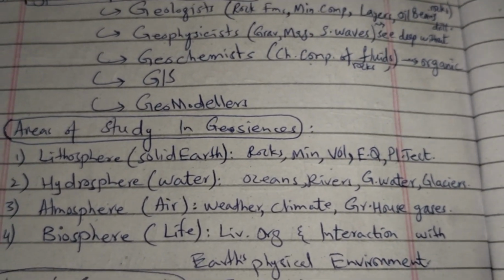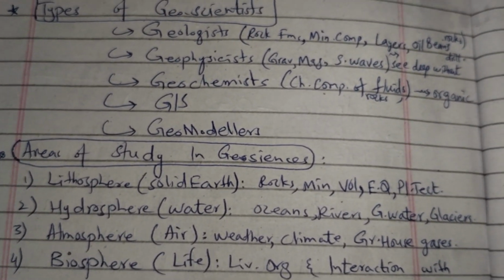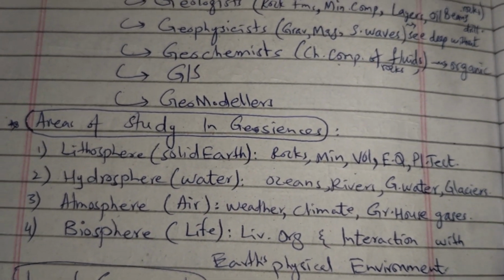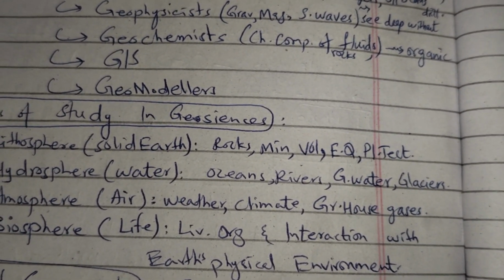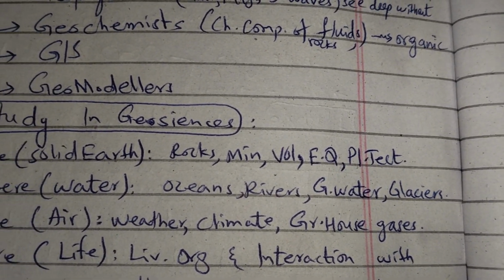What are the areas of study in the geosciences with respect to layers? Lithosphere, hydrosphere, atmosphere, biosphere. Lithosphere means what we call the solid earth, which includes rocks, minerals, volcanoes, earthquakes, plate tectonics, and their theories.